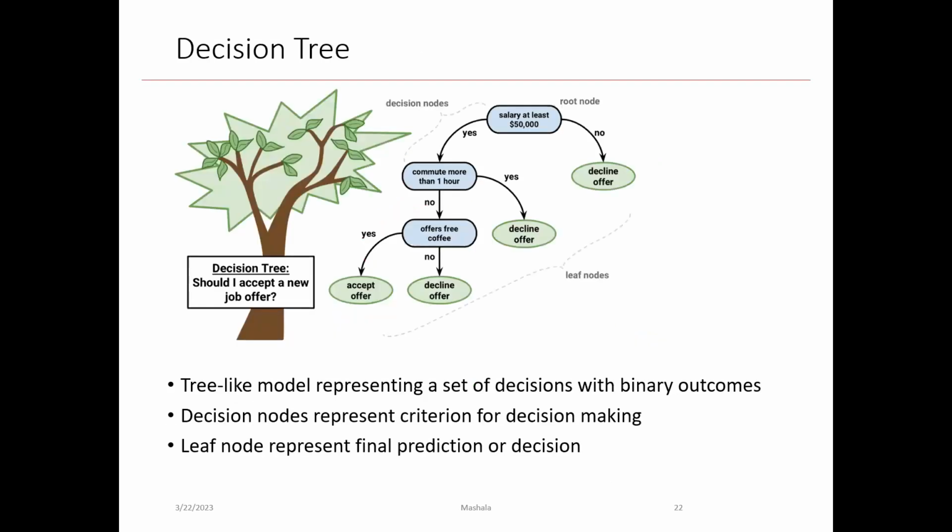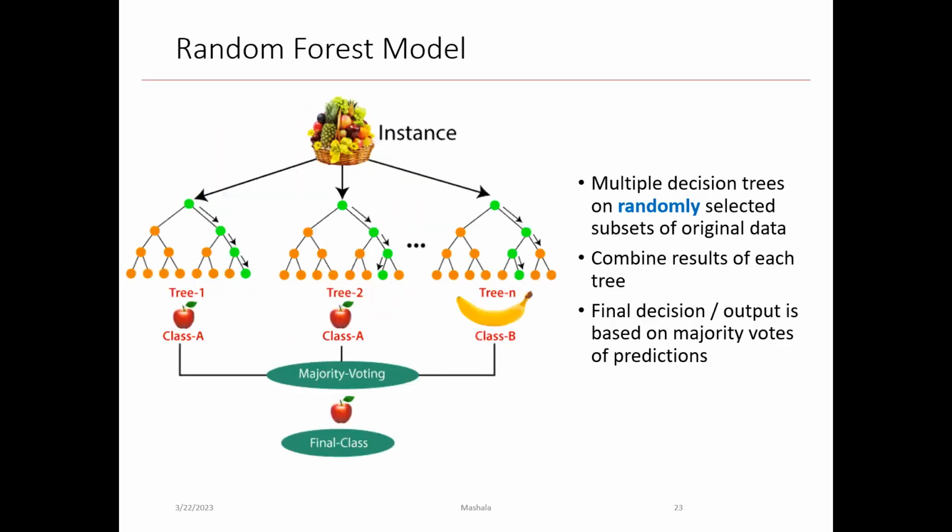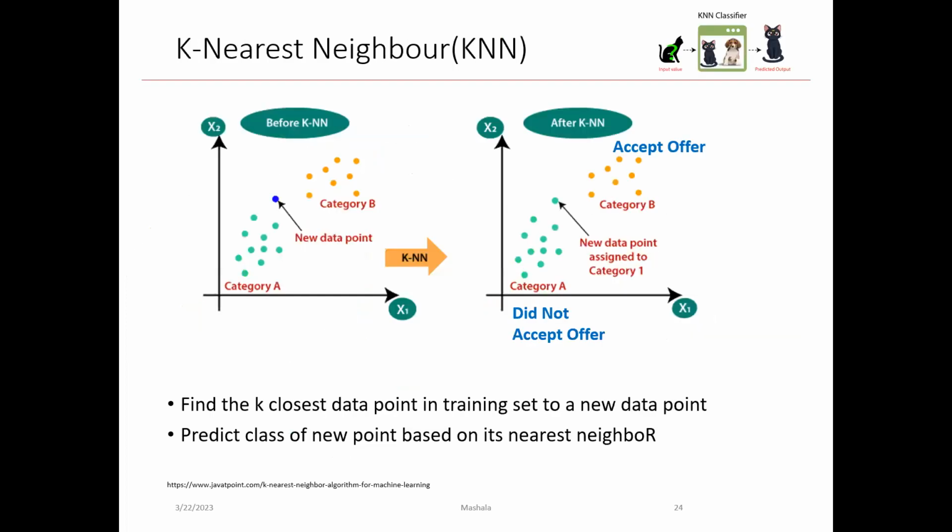A decision tree represents a set of decisions for binary outcomes, in this case, accept an offer or decline an offer. It looks at a criterion as a decision node, and then the leaf node represents the final prediction. Random forest is a multiple of decision trees which are randomly selected from the original data. You combine the results, and then at the end you have your final outcome based on majority. K nearest neighbor basically looks at the nearest neighbors of a point, and then categorizes it into either of the classes.